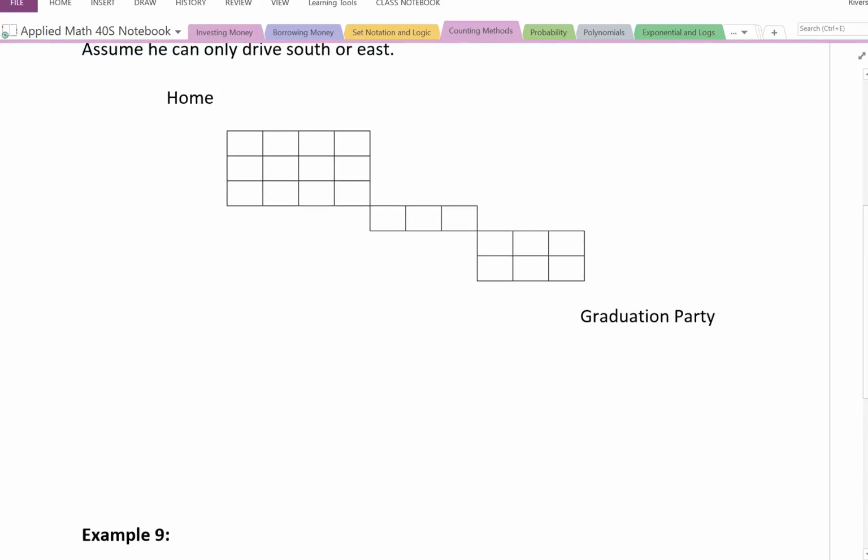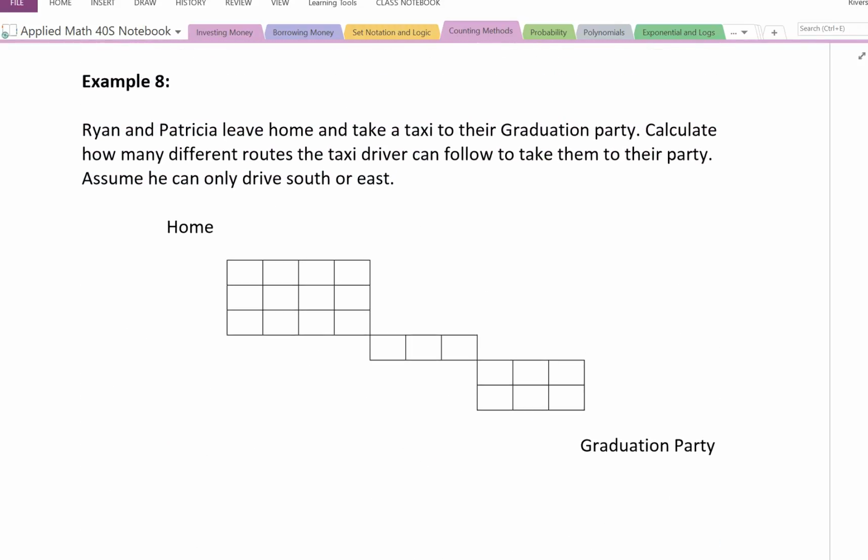Okay, I'm gonna actually leave you with this example 8. Try this. Okay, it says Ryan and Patricia leave home and take a taxi to the graduation party. Calculate how many different routes the taxi driver can follow to take them to their party. Assume he can only drive south or east. Okay, so go ahead and try that. I'm gonna put my solution at the end of the video, and then you can see if you get the same answer as me. So hit pause, try it out, and see if you get the number of routes that I get.